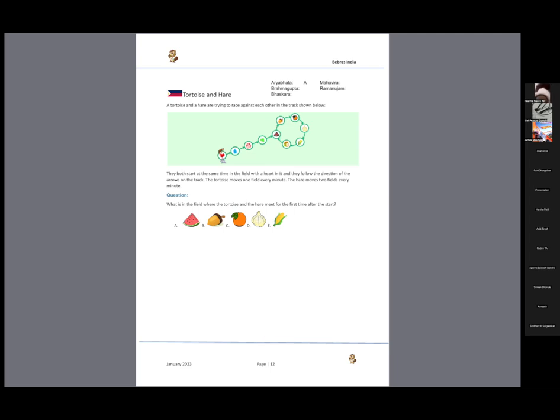Okay. So let's start doing this sum now. For this sum, I'll give a different color for each thing. I'll give the rabbit a red color dot, and I'll give the tortoise a yellow color dot. So in the first minute, the tortoise will move 1 square over there, and the hare will move 2 squares and land here. In the second minute, the tortoise will move one more square and land here, and the hare will move one more square and land here.